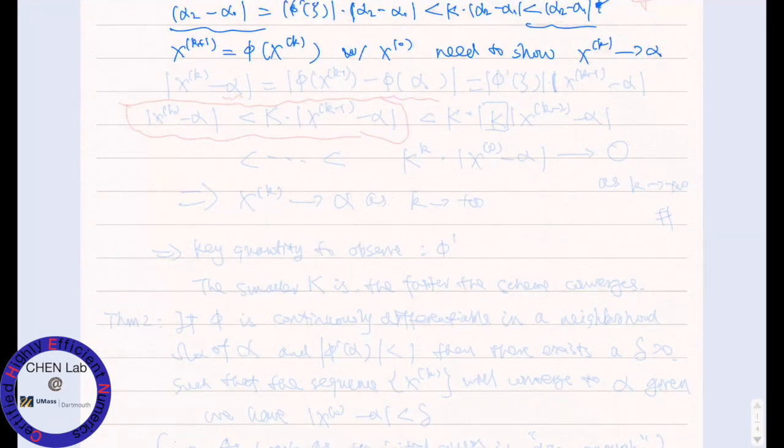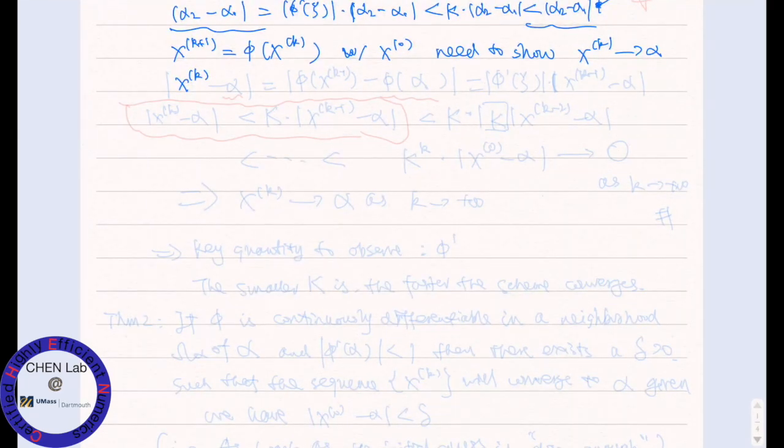this goes to alpha, right? It converges to alpha, for any initial guess x0. Okay, for this particular theorem, the proof is simple but very cute, right? So I just want to show you that.